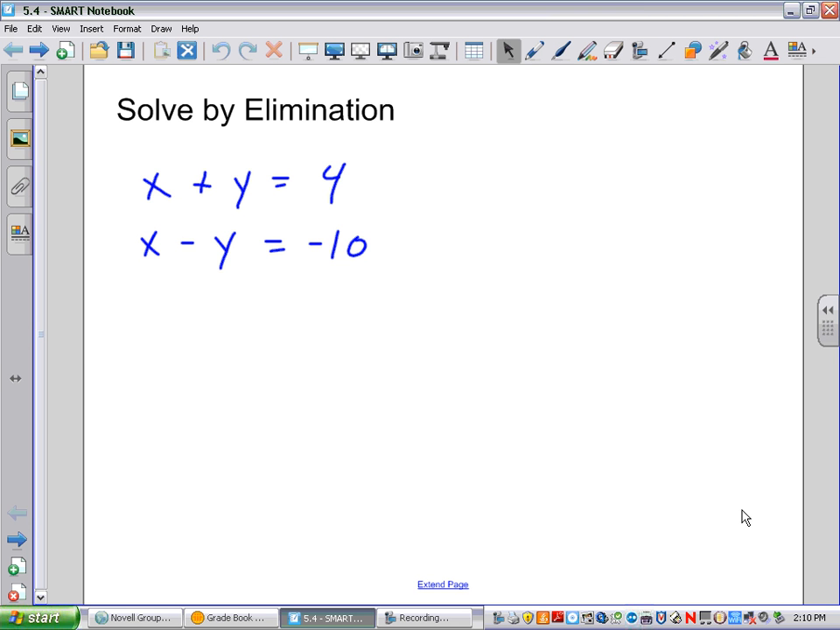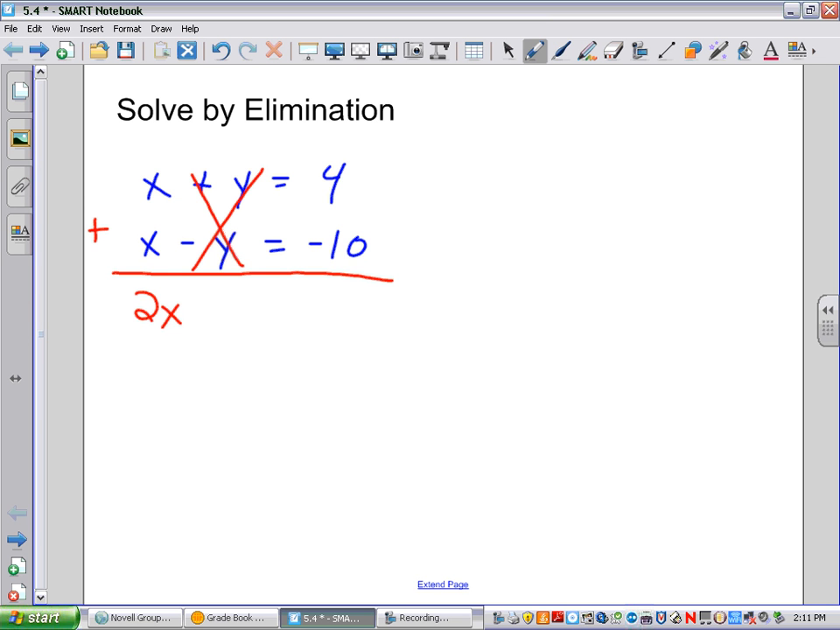We have two equations. X plus y equals 4. X minus y is negative 10. Well, if you look in your columns, you see an X column, a Y column, and then the constant column, the 4 and the negative 10. Well, if I go ahead and draw a line, I want to add the columns up. Well, X plus X gives me 2X. Y plus negative Y is 0. So technically, that's eliminated. That's why this process is called elimination.